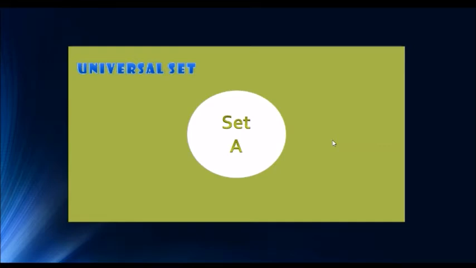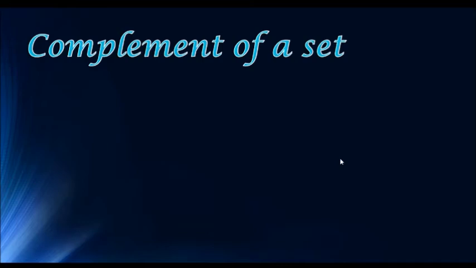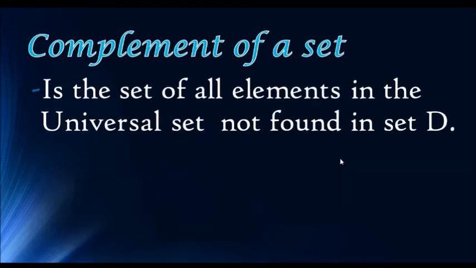Now, let's look at our last figure. Okay, class, what have you observed? Okay, this means that there are some elements here in the universal set that are not found in the set A. Okay, so this is what we call the complement of a set. Now, what is a complement of a set?